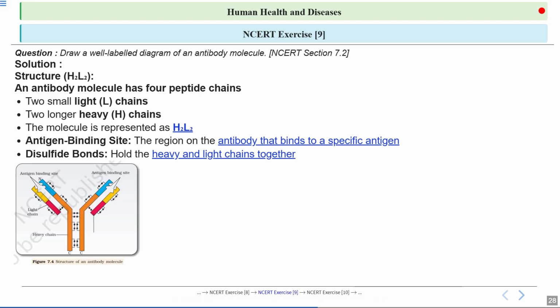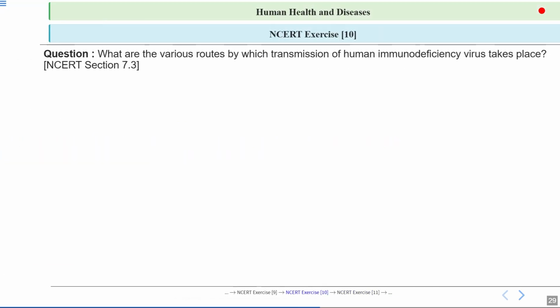Here is a diagram of the antibody molecule. You can notice the Y shape of the antibody, and you can see the heavy and light chains, antigen binding sites, and the disulfide bonds. You can also see the variable and constant regions in both light and heavy chains. The upper ones are the variable regions, the lower ones are the constant regions.